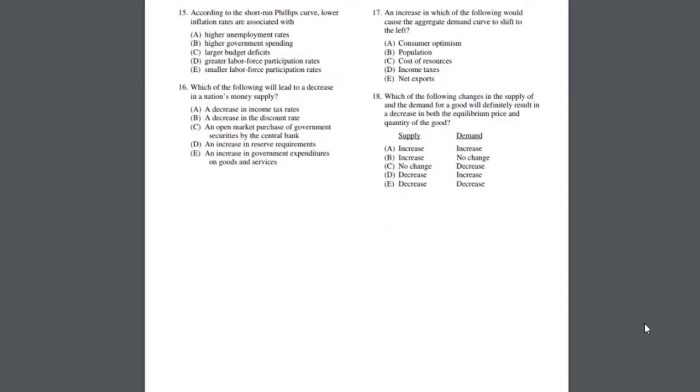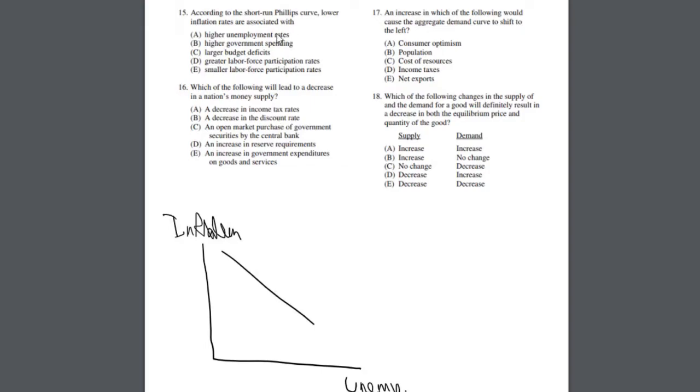According to the short-run Phillips curve, lower inflation rates are associated with... Let me draw something that looks like that. We have unemployment, and then inflation, and then here's your short-run Phillips curve. So when inflation goes lower, unemployment increases. So higher unemployment rates is what we're looking for. So that's A, exactly. The Phillips curve has nothing to do with government spending, and nothing to do with labor force participation rates. It only has to do with the unemployment rate.